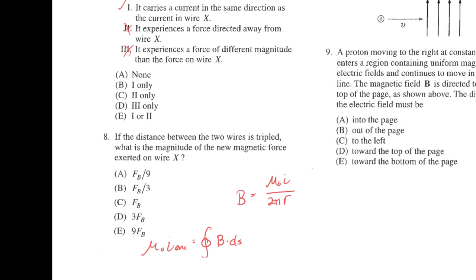We triple it, so it's just going to be 1/3 of the force, right? Because we're not changing the current in wire X. We're just changing the distance. So the magnetic field is going to go down by a factor of 3. So the force is going to go down by a factor of 3. So I think B is the right answer there.